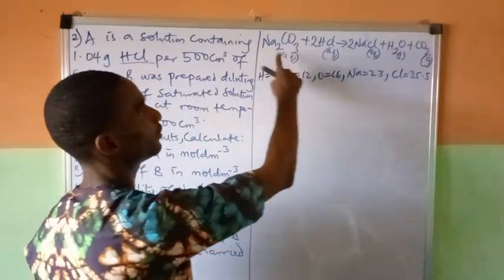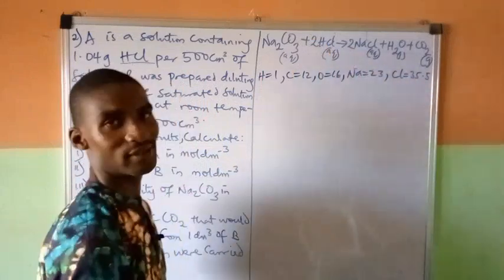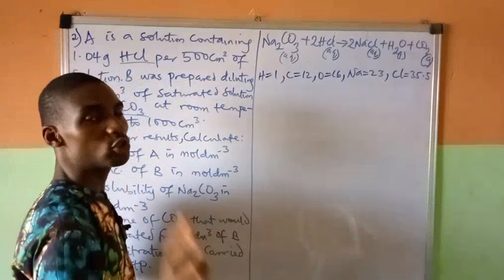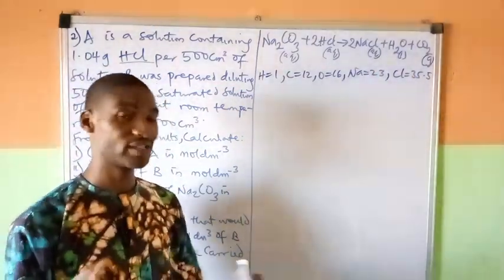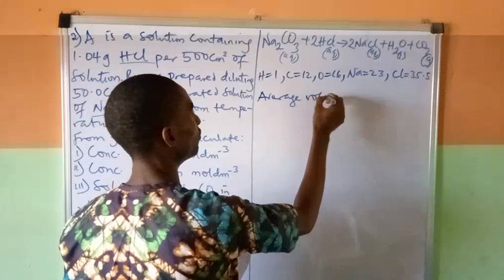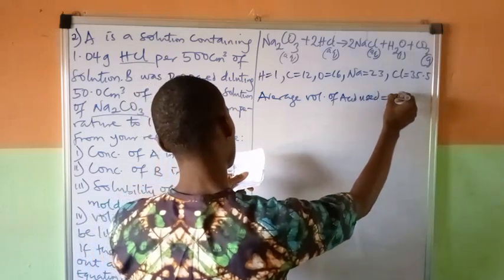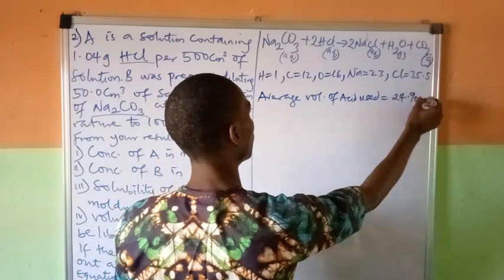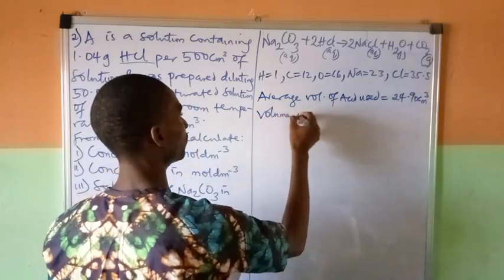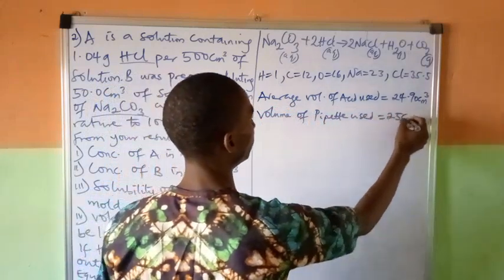Now, the equation given is Na2CO3 plus 2HCl gives sodium chloride, H2O, and CO2. Let's assume you carried out the experiment in your school and arrived at a particular titer value. The volume of acid used for this video is going to be 24.90 cm3, and my volume of pipette used is 25 cm3.